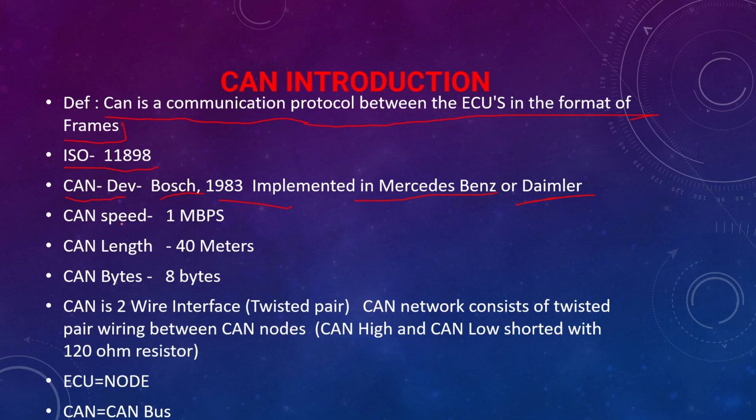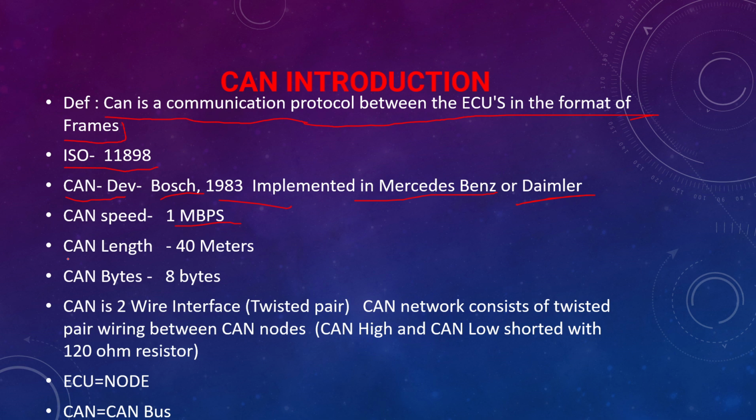What is the speed, meaning how much data will be transmitted per second? The CAN speed is 1 Mbps. What is the length of the CAN bus? The length of CAN is nothing but the two wires, and these two wires are only 40 meters long.